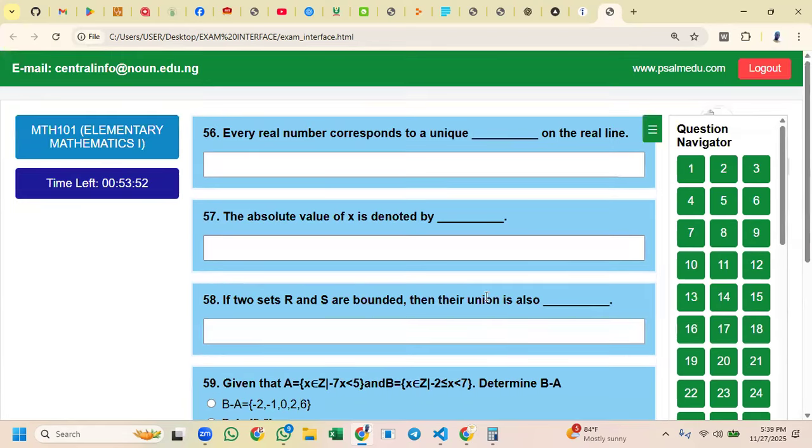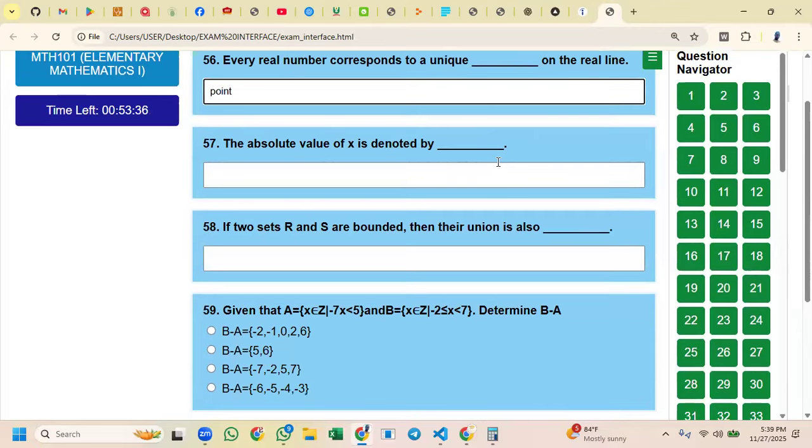So you see how it fills the gap. Every real number corresponds to a unique point on a real line. I think the answer there is unique point. These are things you will not put your mind on, but in the material you see them, there are questions.